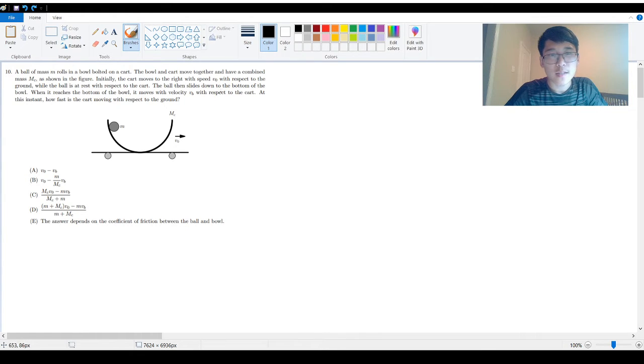The ball then slides down to the bottom of the bowl. When it reaches the bottom of the bowl, it moves with velocity vb with respect to the cart. At this instant, how fast is the cart moving with respect to the ground?